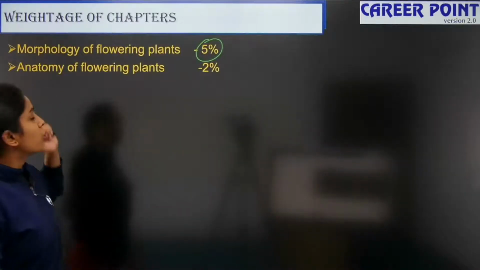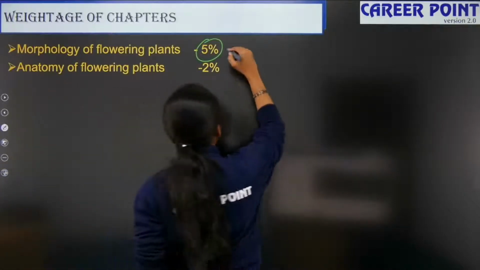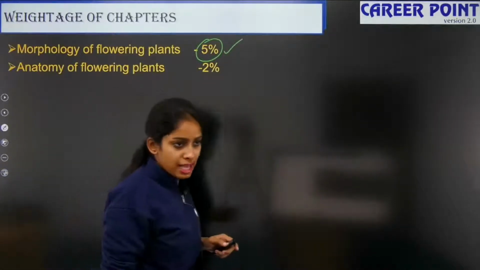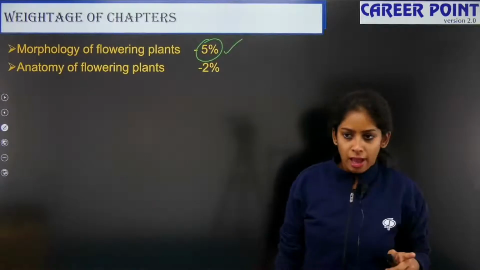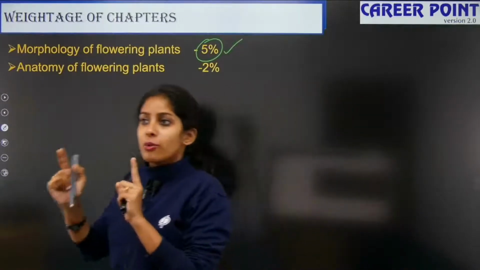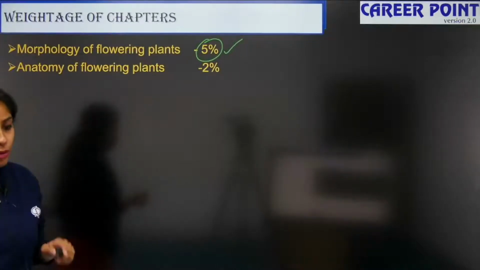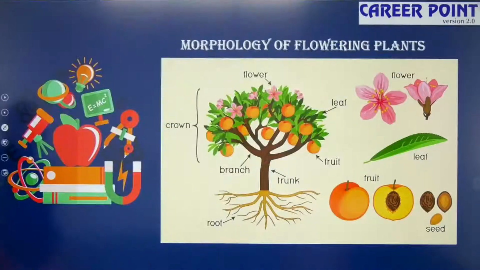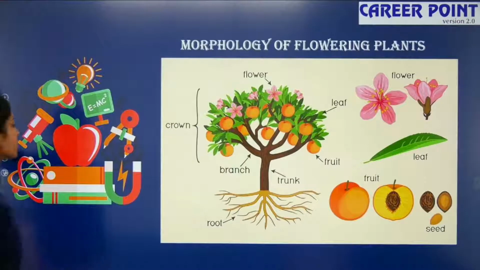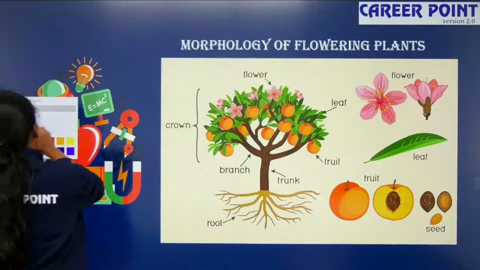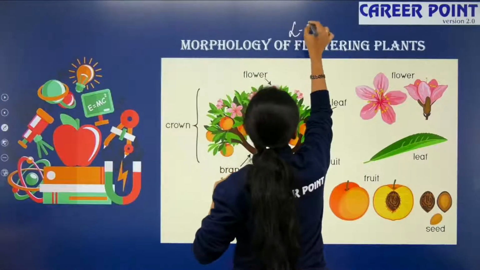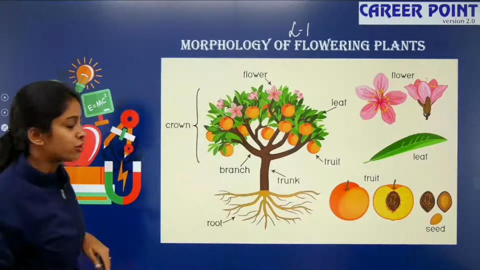We are concentrating now on morphology, especially the examples. To remember the examples, you should logically understand the concept behind them. That is more important. Moving forward, morphology of flowering plants. This will be our lecture 1 for morphology of flowering plants. Shall we move forward?